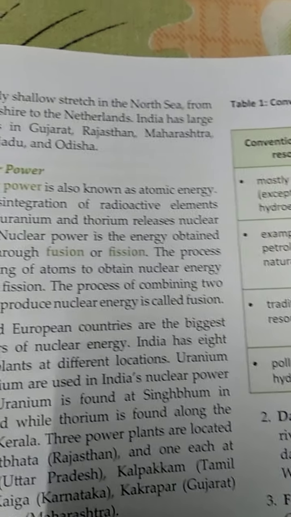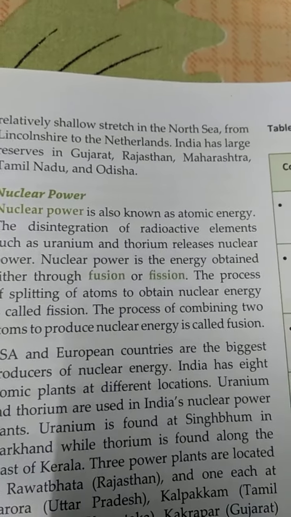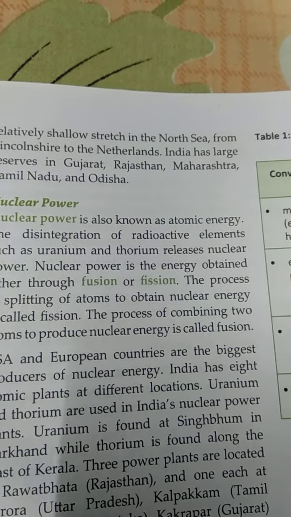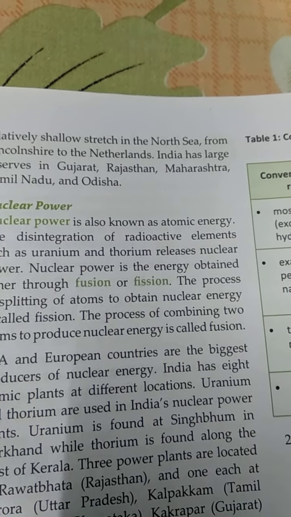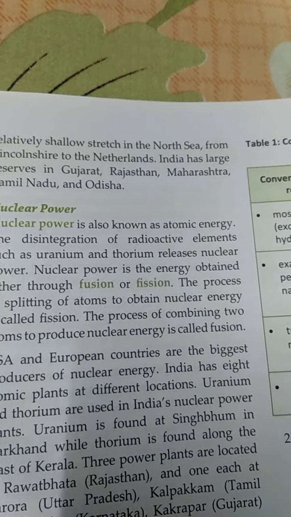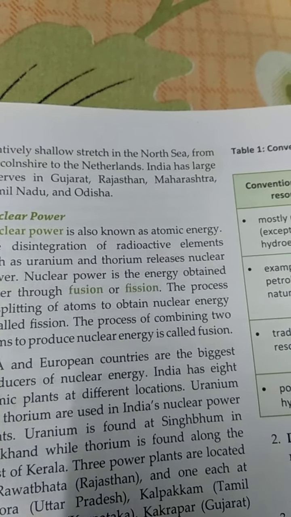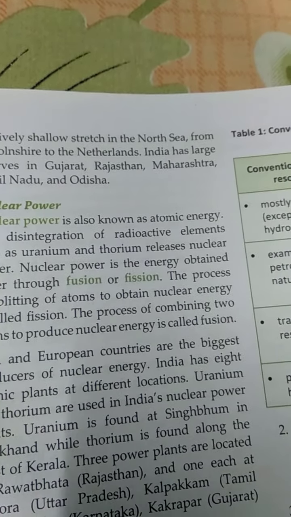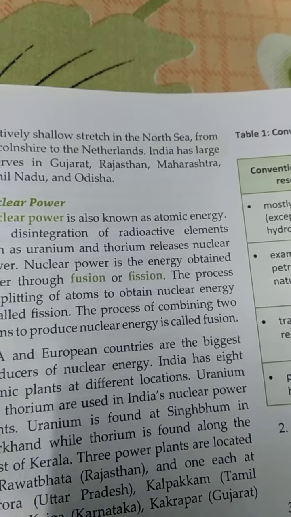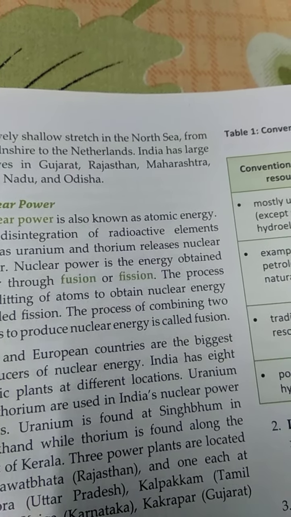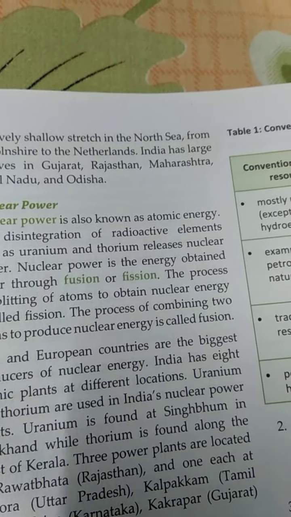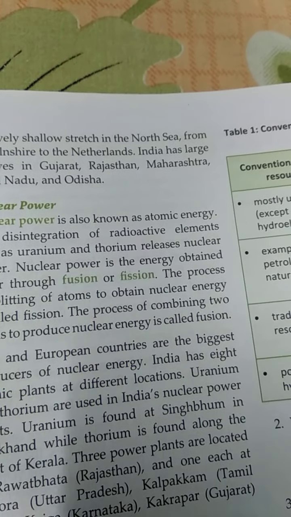Nuclear power is also known as atomic energy. The disintegration of radioactive elements such as uranium and thorium releases nuclear power. Nuclear power is the energy obtained from fusion or fission. The process of splitting of atoms to obtain nuclear energy is called fission. When two atoms combine to produce nuclear energy, it is known as fusion. American and European countries are the biggest producers of this energy. India has 8 atomic plants at different locations.